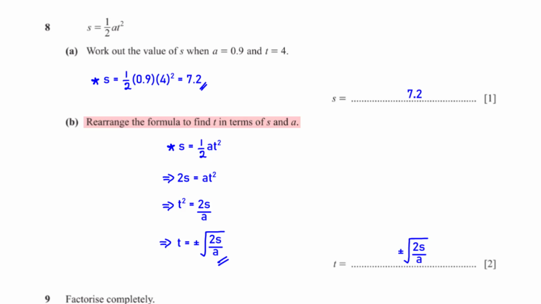Rearrange the formula to find T in terms of S and A. When we multiply both sides by 2, we get 2S equals AT squared. When we divide both sides by A, we get T squared equals 2S over A. And when we take the square root of both sides, we have T equals plus and minus the square root of 2S over A.